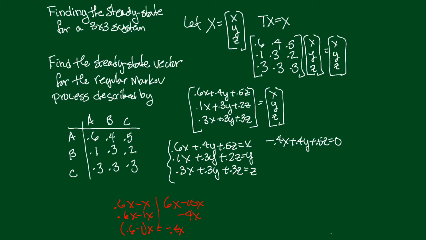Then in the second equation, let's subtract the y. So I'll get 0.3 minus 1. Here's what we're going to have in the second equation: 0.1x, now 0.3y minus y, negative 0.7y, plus 0.2z equals 0. And in that third equation, I'm going to subtract the z. So 0.3 minus 1 is another negative 0.7. That third equation is going to be 0.3x plus 0.3y minus 0.7z equals 0.